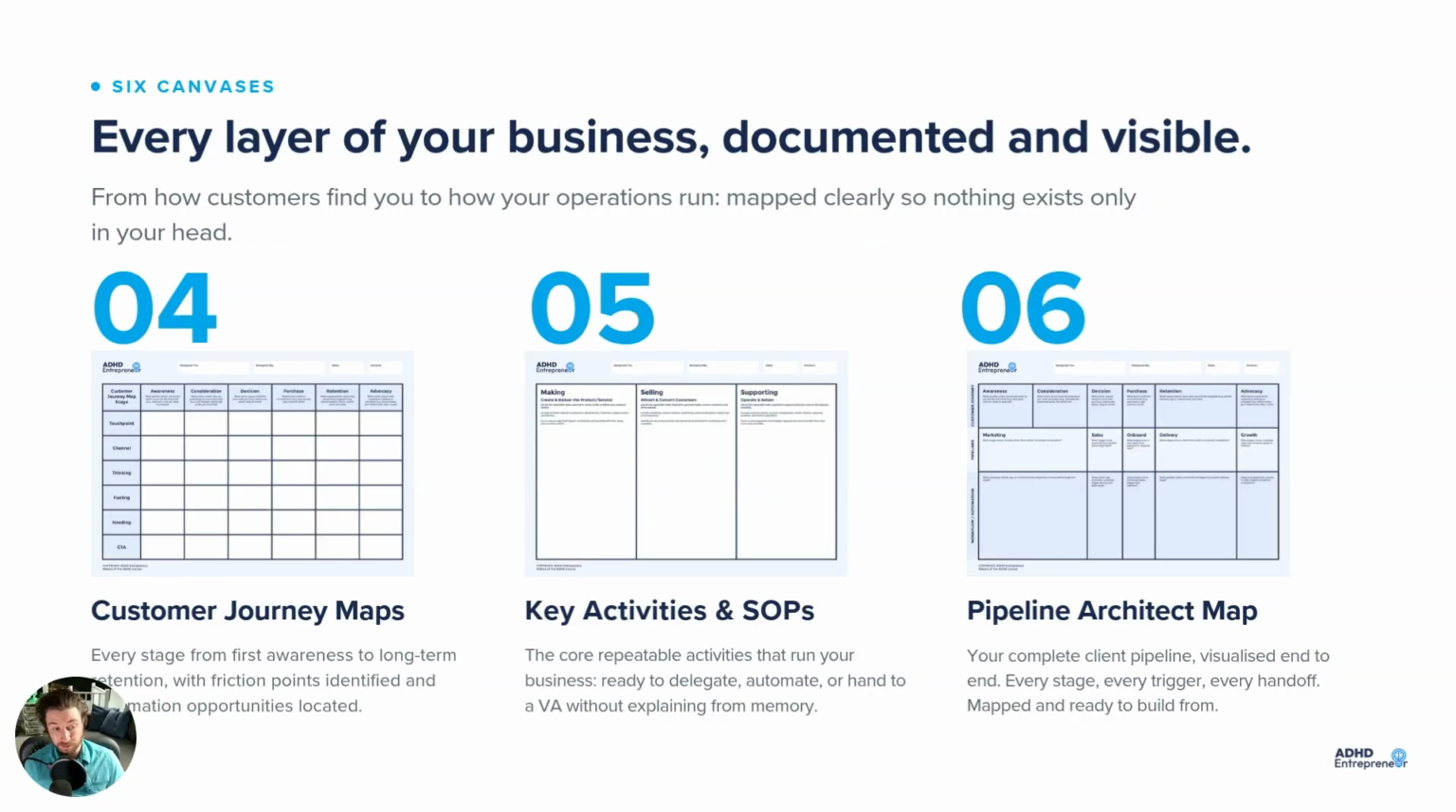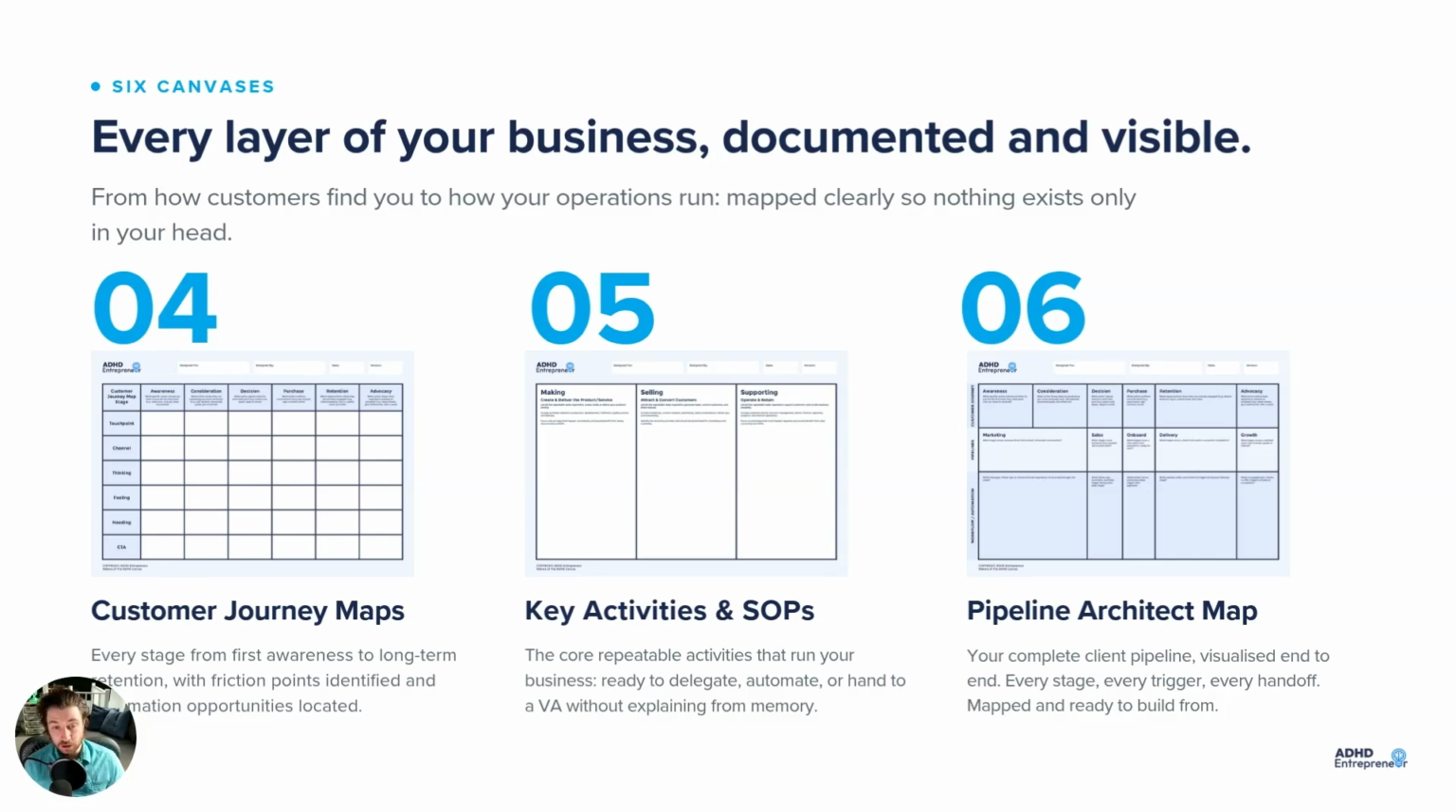Number 4 is the customer journey maps. Each stage from awareness to long-term retention, including all the friction points and all the automation opportunities are in here. Then number 5, you've got listed all the key activities that you need to make your business model work. And this becomes your list of activities that you can turn into SOPs, which essentially are checklists to make sure that the work gets done consistently each time.